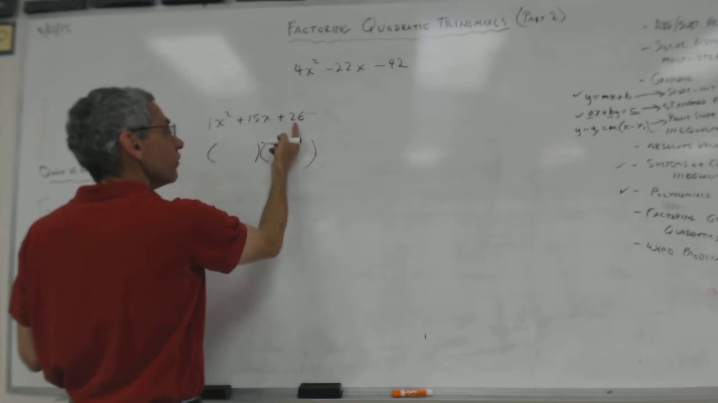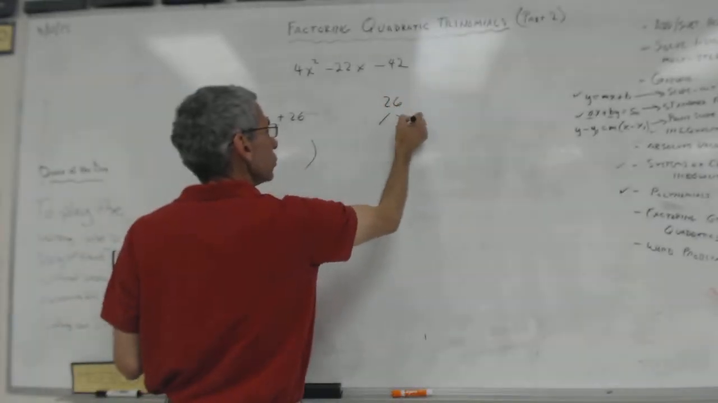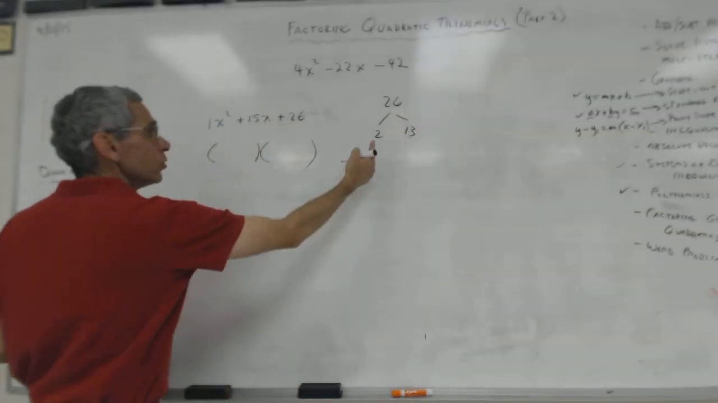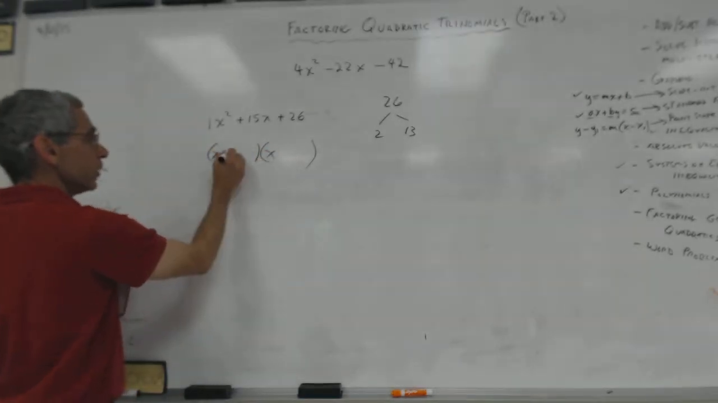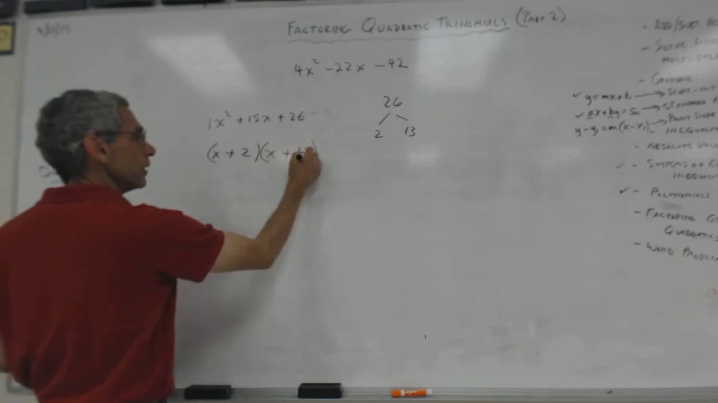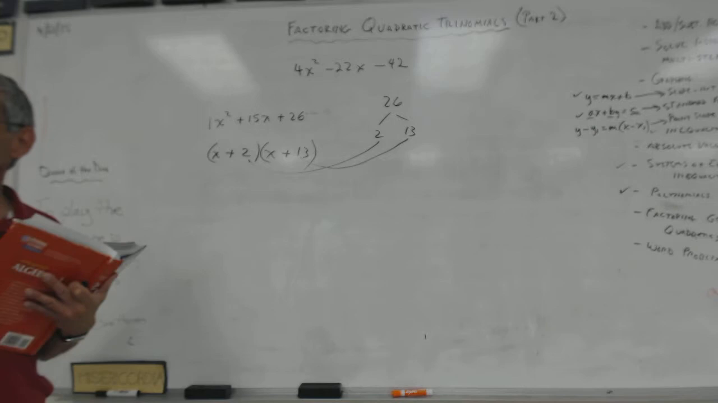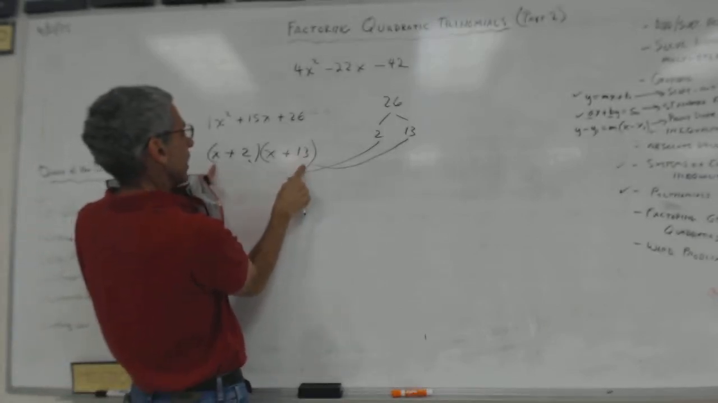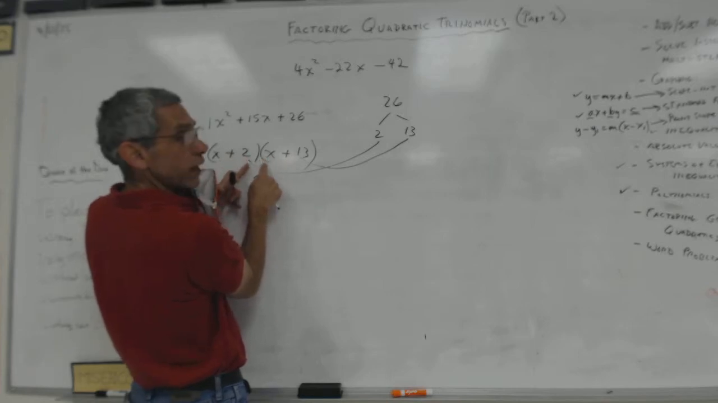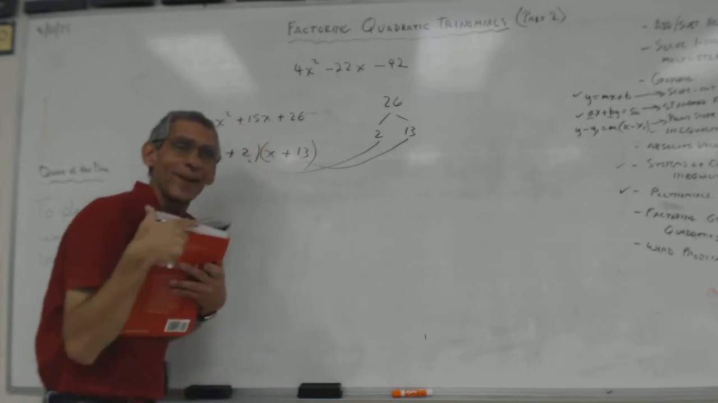So factors of C, this is my C, my 26, that add to B, my 15. 26 is 2 times 13, and 2 plus 13 is 15. So immediately I go x and x, and I do plus 2 and plus 13. These go immediately in here, and I'm done. Except I like to check it. My outside, 13x, plus my inside 2x, 13x plus 2x is 15x. It works.